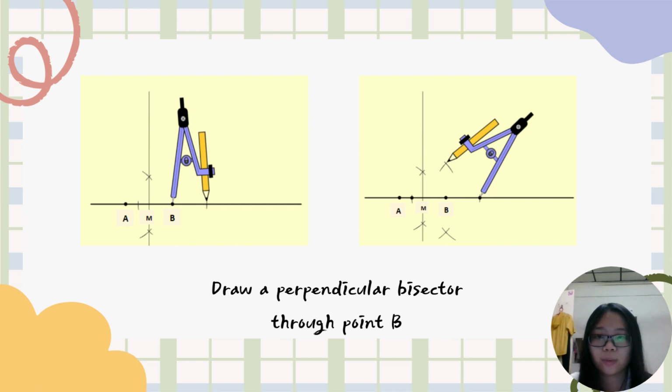Next, we want to draw a perpendicular bisector that passes through point B. Similarly, the length of the compass must be greater than the half. We construct the intersection point as shown in the picture. Draw a straight line that connects the 2 intersection points.